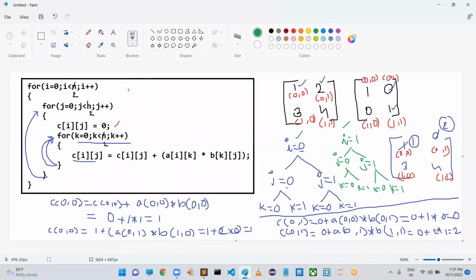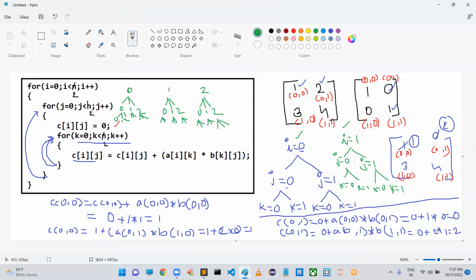If it is a 3 by 3 matrix, then i value will be 0, i value will be 1, i value will be 2. For this, again, you are going to get 0, 1, 2. Again, for this, 0, 1, 2, and so on for each one. So k values I am drawing. Like this we will have, sir.